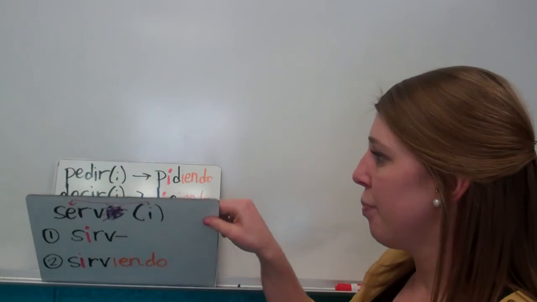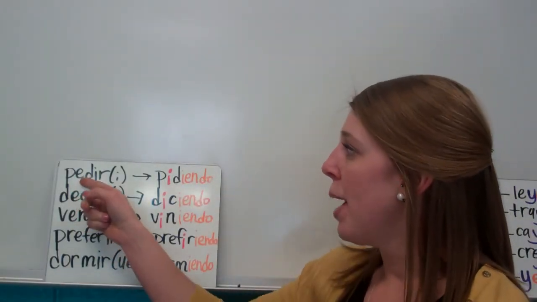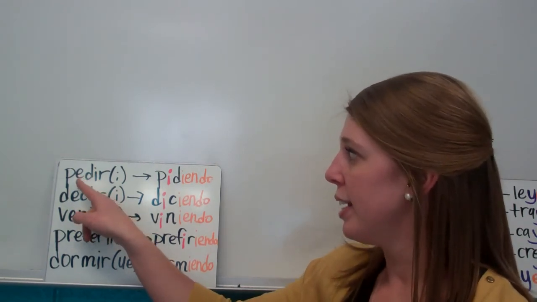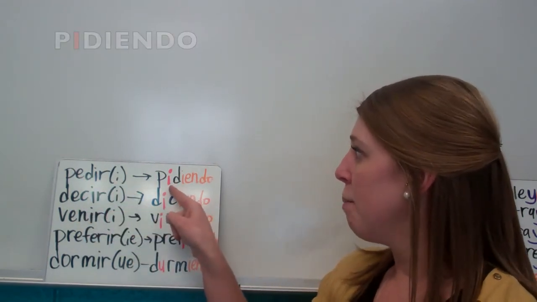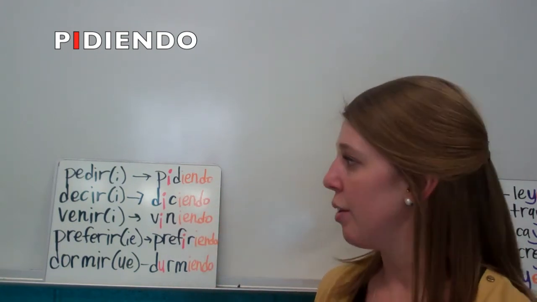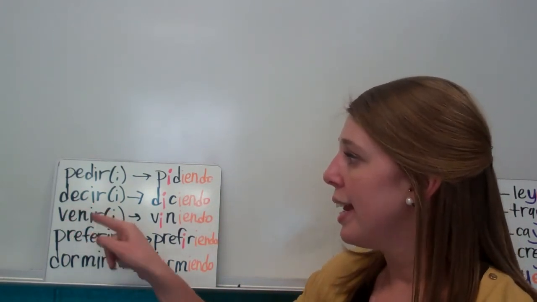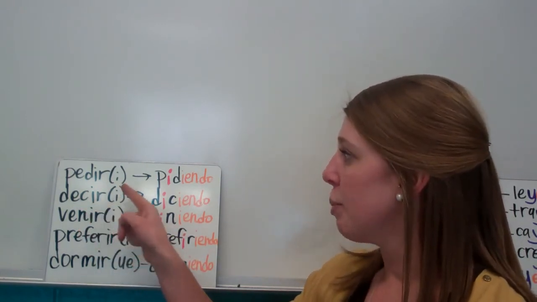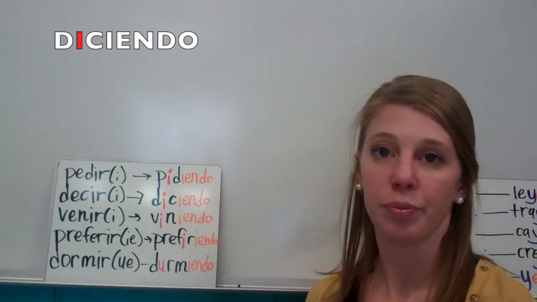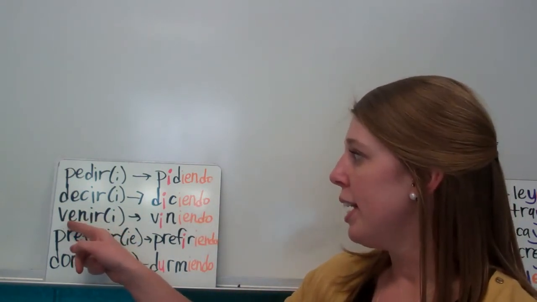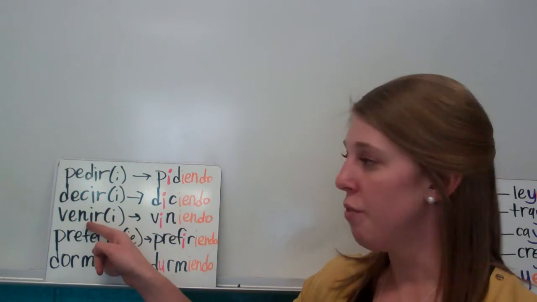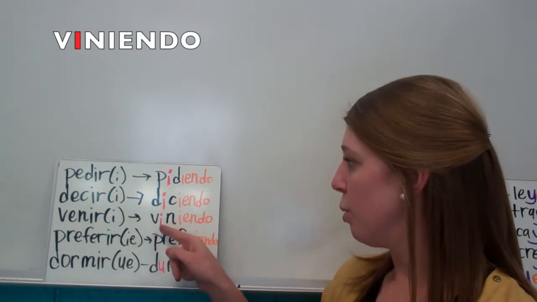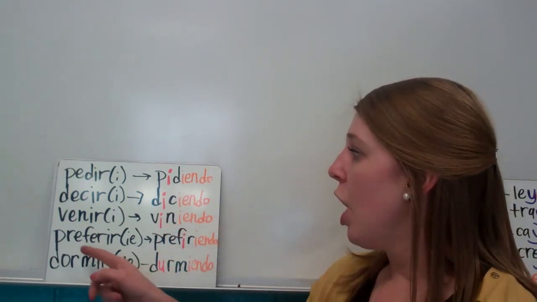Okay, let's do a few more. So we have the verb pedir. We know its stem changes because it's an IR verb, and this E goes to an I. So we have pidiendo. Decir does the same thing. It ends with an IR, so it's an IR stem changing verb. So this E gets replaced with an I, so diciendo. Awesome. Moving on, venir. It's an IR stem changing verb, so the E gets replaced with an I in the present participle, so viniendo.